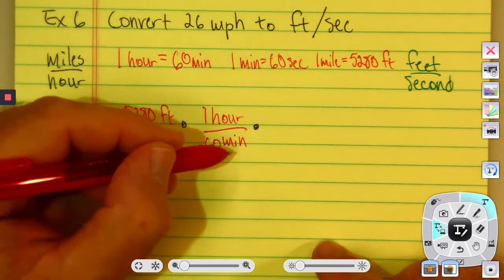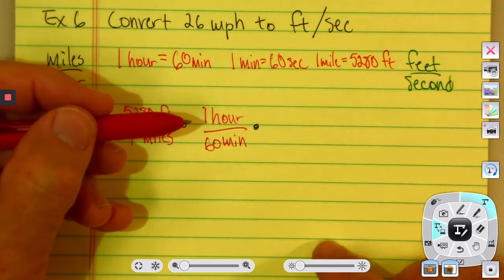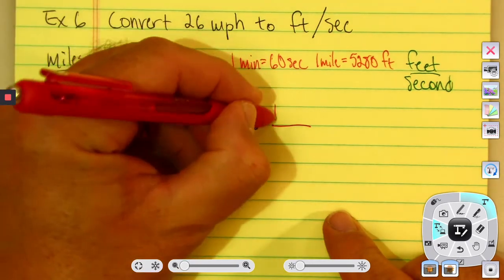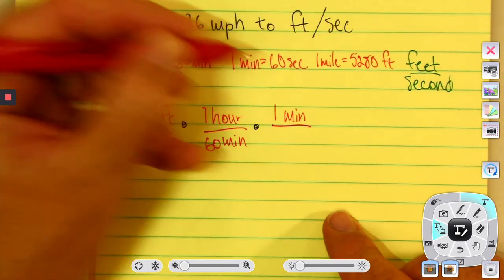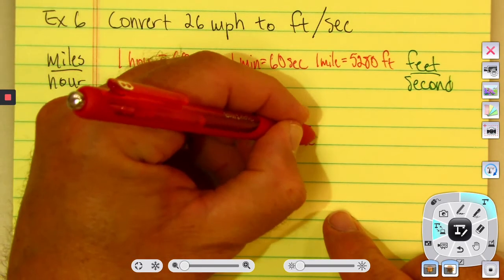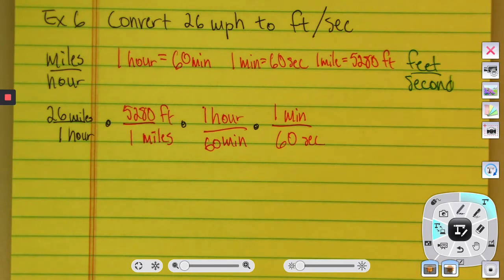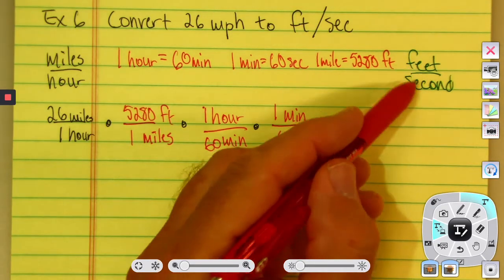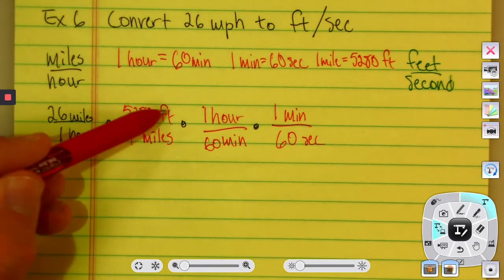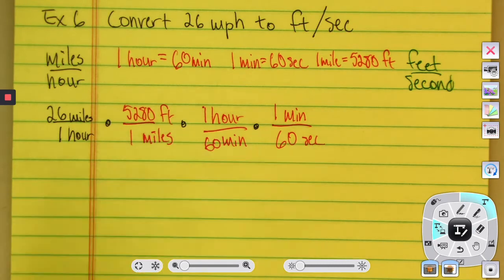Now I need to get my minutes down to seconds. To do that, I'm going to use this conversion factor where I put 1 minute in the numerator, so that'll cancel, and then 60 seconds in the denominator. If I set all my conversion factors up, I end up with the unit I need in the denominator and the unit I need in the numerator. I need to get to feet per second. So when I cancel everything else, I need a foot in the numerator and a second in the denominator.